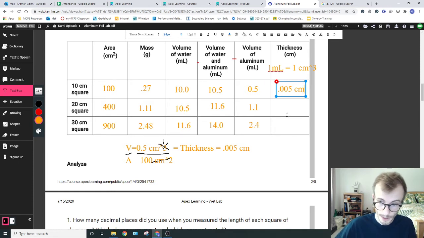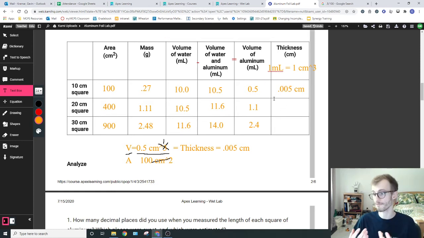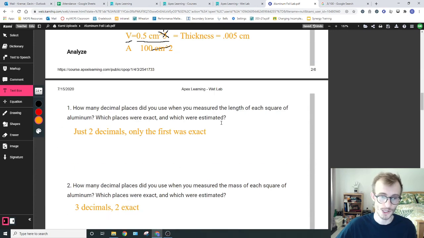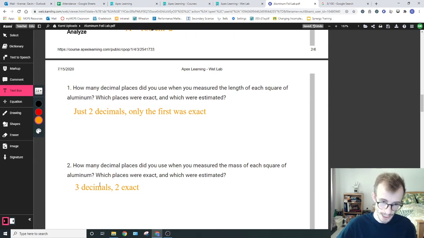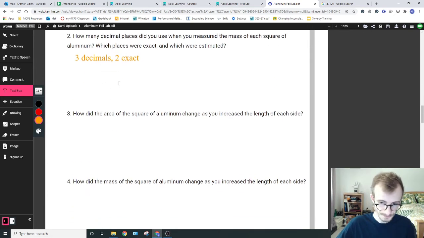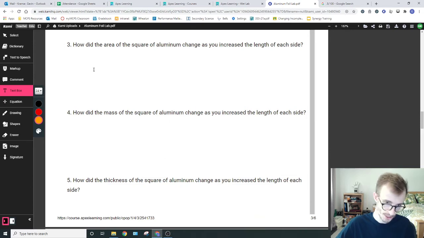So these numbers should, in theory, because I use the same foil, all be the same. Now, they won't all be the same, and the reason for that is measurement error. I wanted to talk a little bit about that. A lot of these questions have asked us about the precision of our measurements. So I answered these questions for you based on the measurements that I took. You should be answering these questions here yourself.